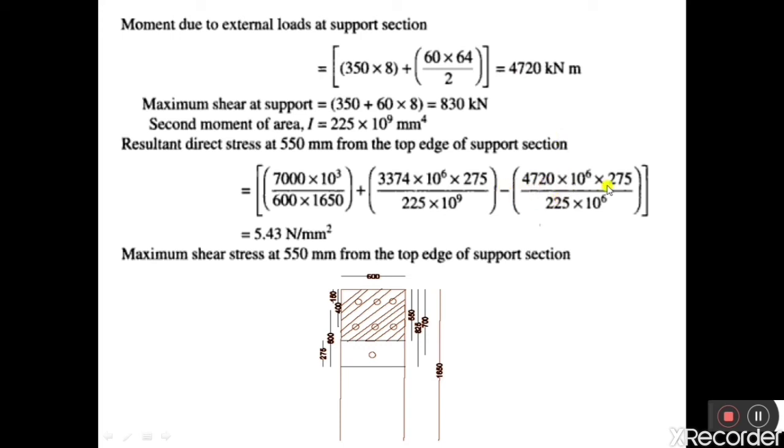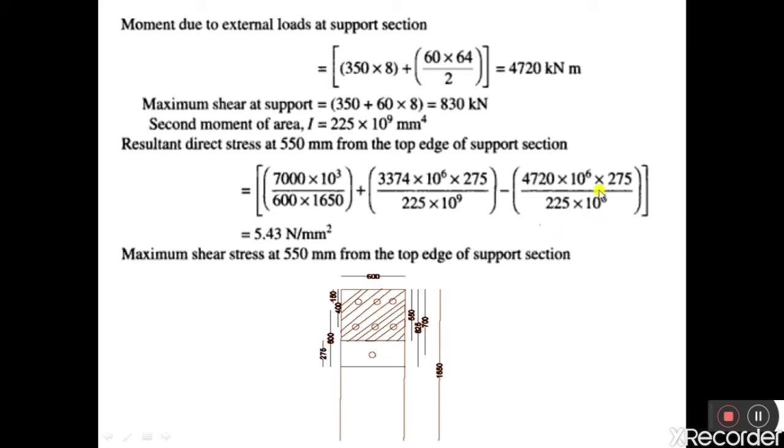So M into y. So y is 275. 275 is the distance of the plane along which we need to calculate the principal stress. So we need to calculate the principal stress along this plane. This plane is lying at a distance of 550 mm from the top edge, and with respect to the centroidal axis of the member, this plane is lying at a distance of 275 millimeter.